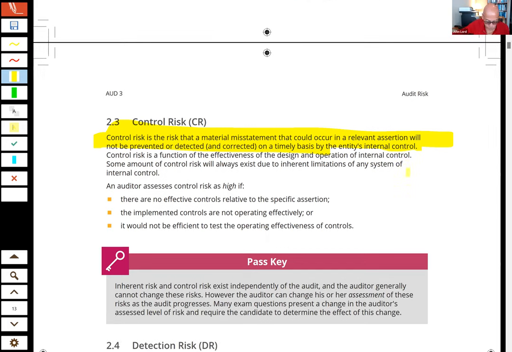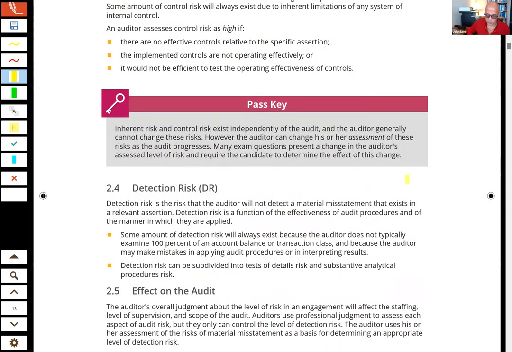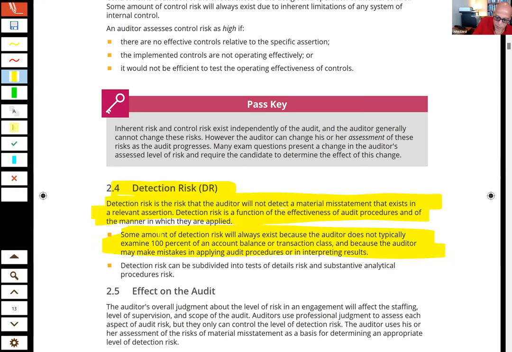Now let's talk about detection risk, okay? Detection risk is the risk that the auditor will fail to detect the misstatement in the assertion that we're looking at. So we do our procedure, and our procedure doesn't catch the misstatement, okay? Now, detection risk is a function of the effectiveness of the audit procedure and the manner in which it was applied. Some things that affect detection risk: one is that we are not looking at 100% of the transactions in many cases. If we use a sample, there's always a chance that the sample results will be different from the actual condition of the population.